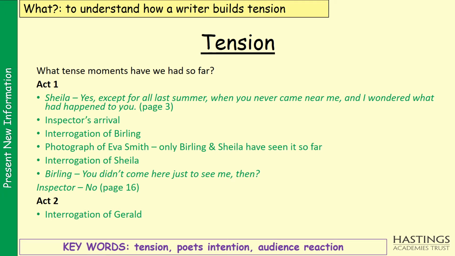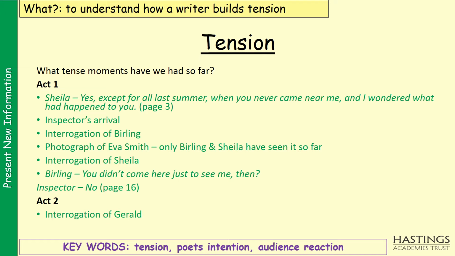In Act 1 so far, we've had when Sheila, in the very beginning, says to Gerald, "Yes, except for all last summer when you never came near me and I wondered what had happened to you." So we know that some tension is building between Sheila and Gerald. There's tension when the inspector first arrives. There's tension in the interrogation of Burling. And with the photograph, we know the inspector is being very careful of who he shows the photo of Eva Smith to and who he doesn't. So far, only Burling and Sheila have seen it.